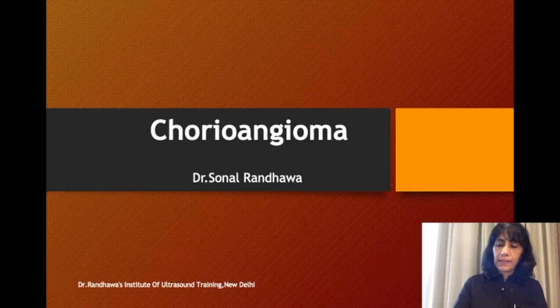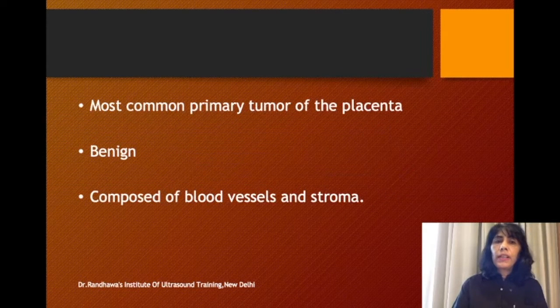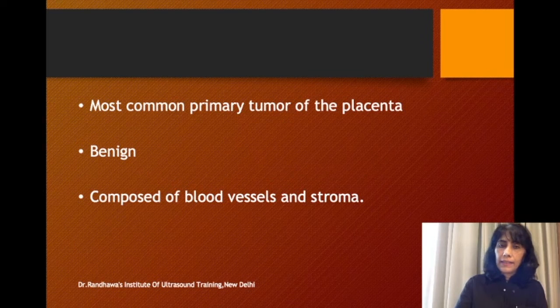So first of all, it is the most common primary tumor of the placenta. And I've already told you it is benign. It is primarily composed of blood vessels and stroma. So primarily there are capillaries and there are angio, that is why the name angioma is there. And then there is stroma. So let's go to the ultrasound part.